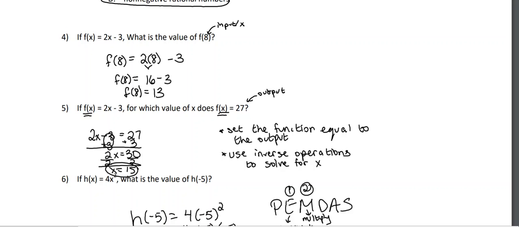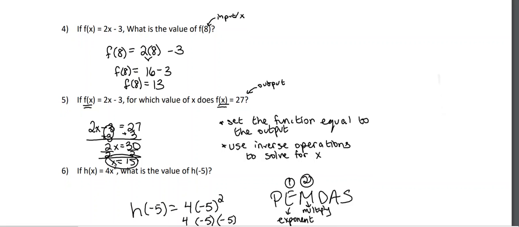So I took my function 2x minus 3 and set it equal to 27 and used inverse operations, and I got x equals 15. Pause the video, try it yourself, and you should get x equals 15.